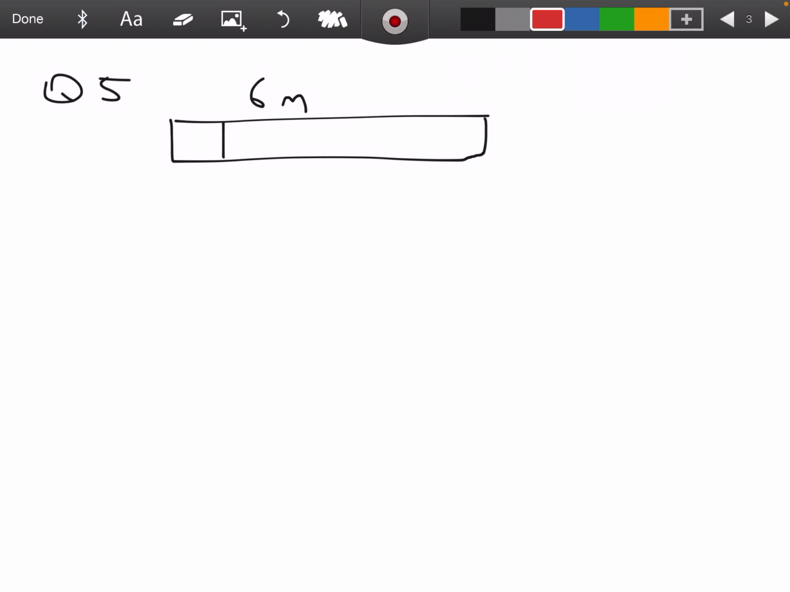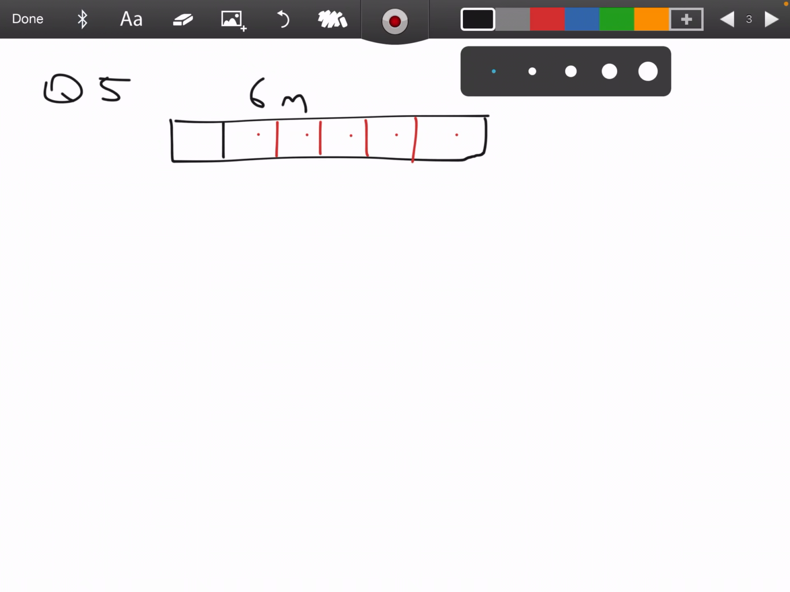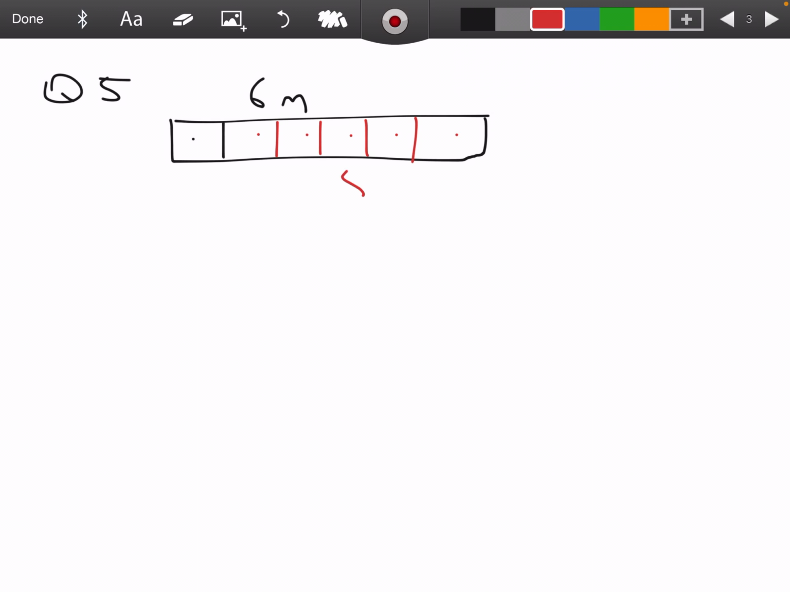So 1 is to 1, 2, 3, 4, 5. So we've got 1, 2, 3, 4, 5 parts there, and 1 part there. So we can say 5 is to 1. And you can imagine each part, that's 1 meter long, and that part is 5 meters long.